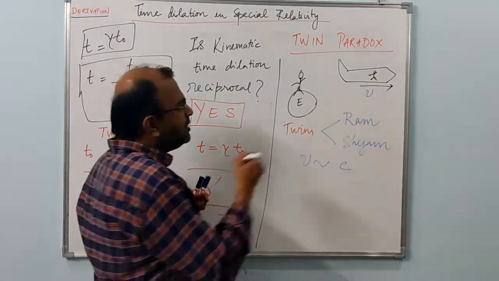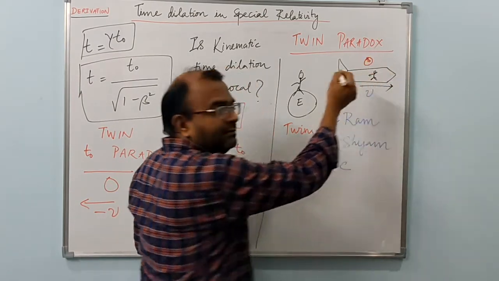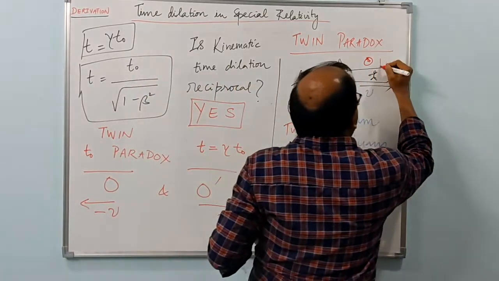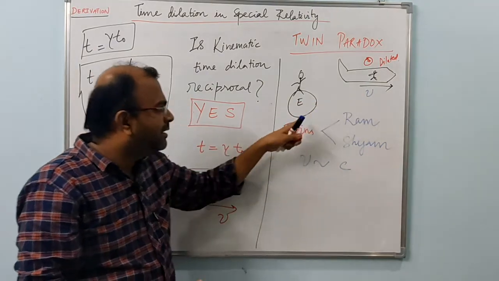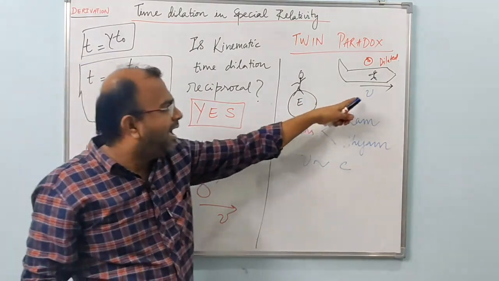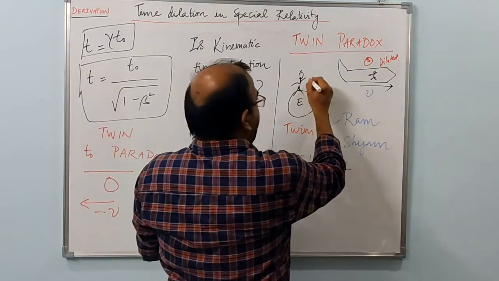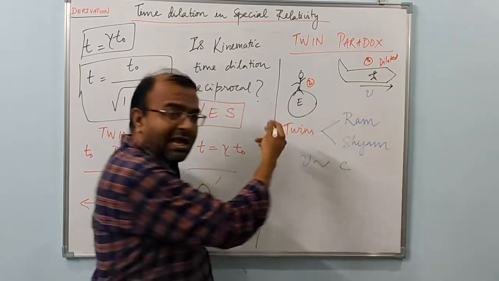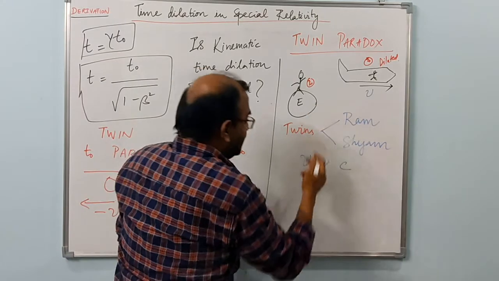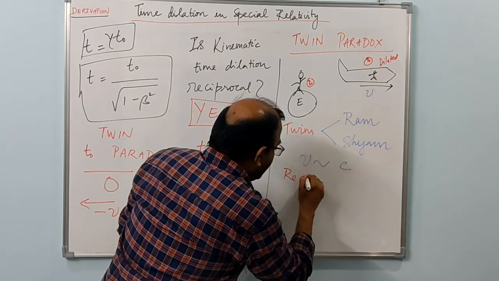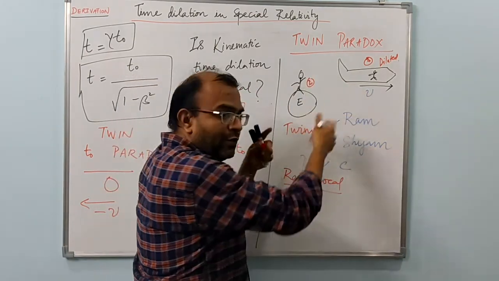Now according to Ram, the clock carried by Shyam should have dilated. That is, time should have dilated for Shyam but not for Ram. And when Shyam comes back and verifies the clock held by Ram, he will find that this clock should have dilated according to him, because we just mentioned that the dilation is reciprocal. So both should measure each other's time to have dilated.